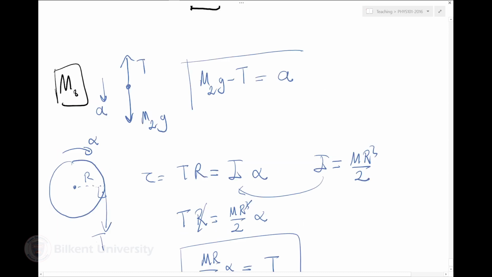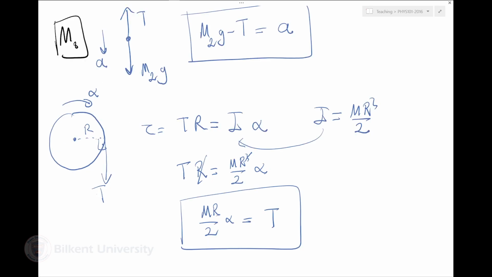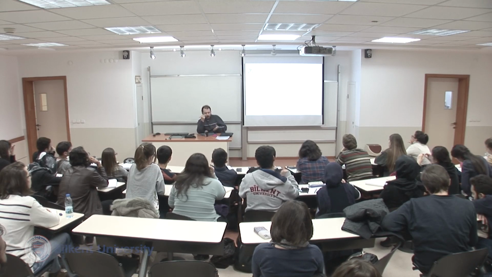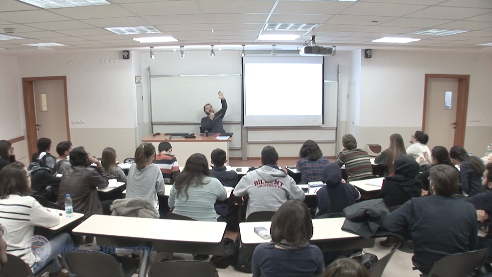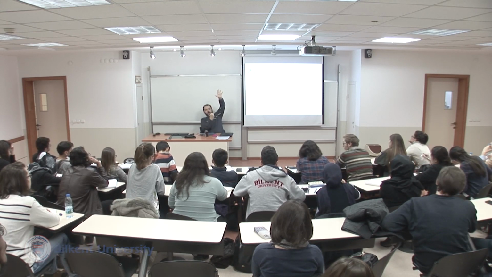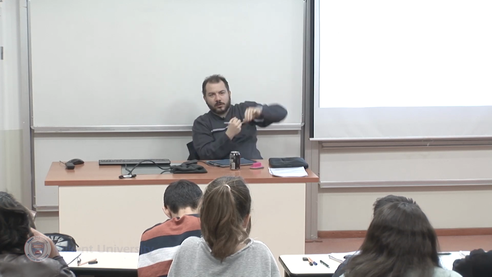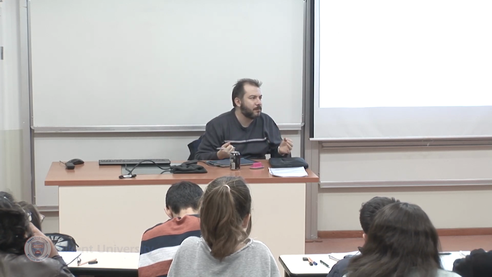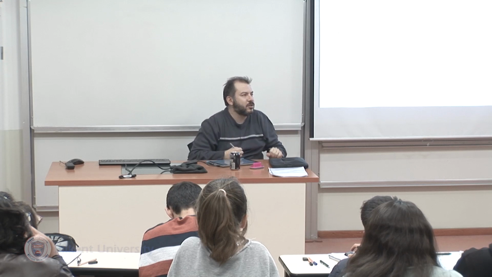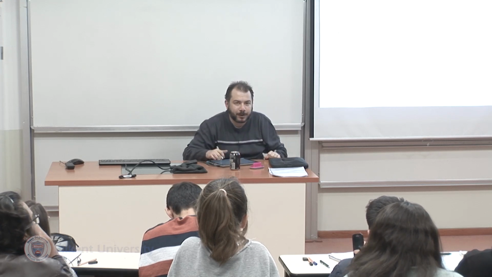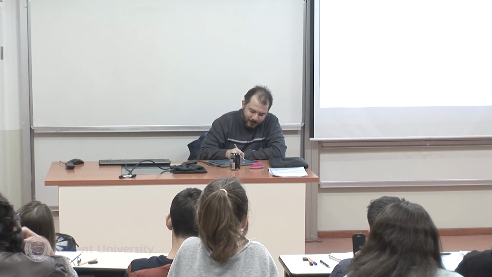I have two equations. But how many unknowns do I have? I don't know A. I don't know alpha. I don't know the tension. So I need one more equation. Obviously, how much that mass goes down depends on how much my pulley rotates, right? So there must be some relation between the acceleration of the mass and the angular acceleration of the pulley, right? So how do I find that out?